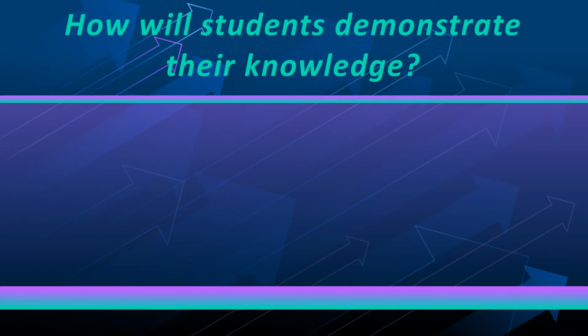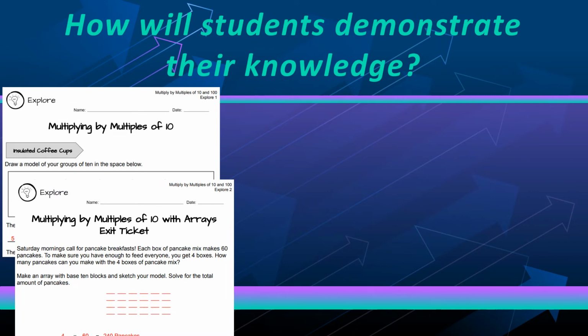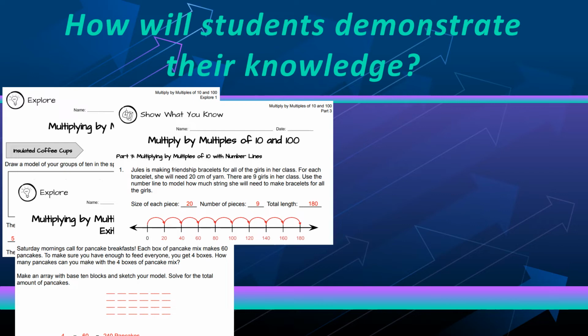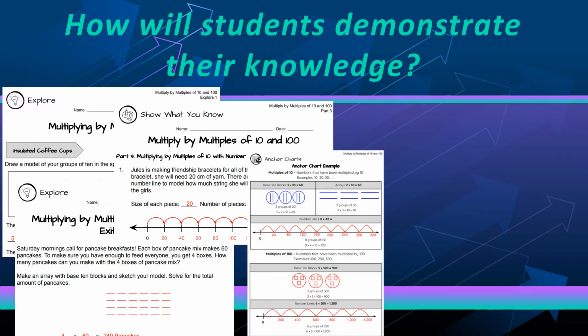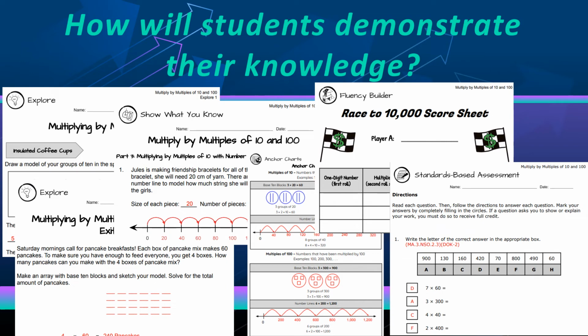Over the course of study, we should see multiple opportunities for students to demonstrate their knowledge and understanding. This could include student journals and exit tickets during the explores and show what you know tasks as a follow-up. You may see anchor charts around the room that look like this. Students may also use fluency builders with games to practice and elaborate on their content knowledge, or standards-based assessments to check for understanding. These activities provide the teacher with informal and formal assessments to gauge the student's understanding throughout the scope.